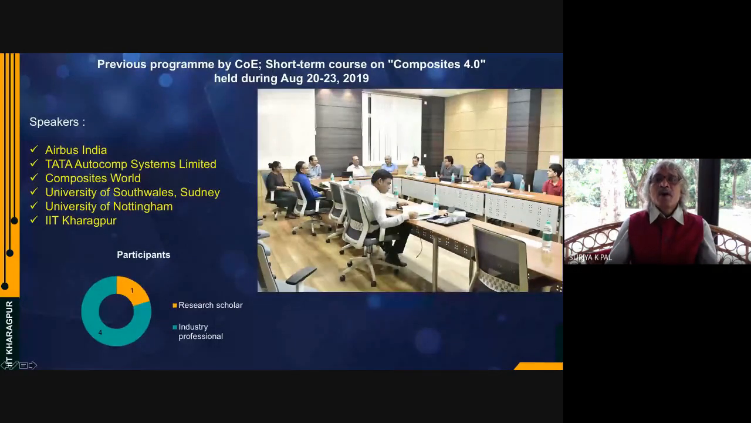Then we came up with a short-term course on Composite 4.0. That means how Industry 4.0 can be implemented in composite manufacturing. This is our boardroom of the Center of Excellence. Here the speakers were mostly from industry: Airbus, Tata Autocomp, Composites World, and then outside universities, along with experts from IIT faculty. In this particular seminar, a lecture was given by our Deputy Director, Professor Suman Kumar Bhattacharya.